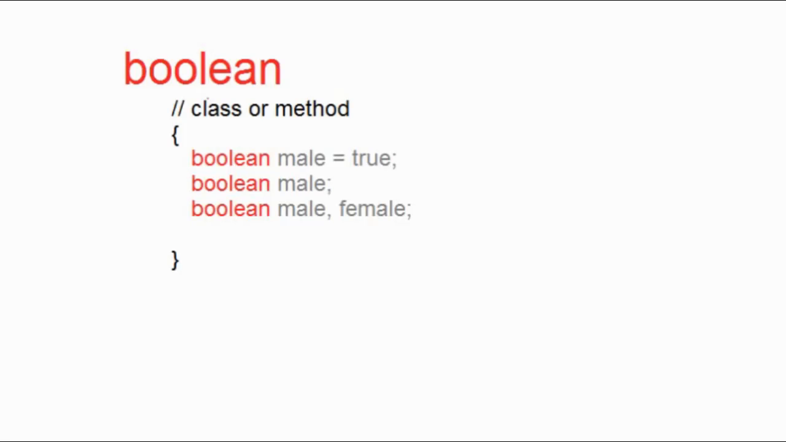The next keyword is the boolean keyword. The boolean is a primitive data type that represents variables whose values can only be either true or false. So this is how the boolean keyword is used. It is a keyword as well as a data type. You begin with the name of the keyword, followed by the name of the variable, then you assign it its value. Or you can just declare it and not assign it. Or you can declare two booleans, for instance, male or female.